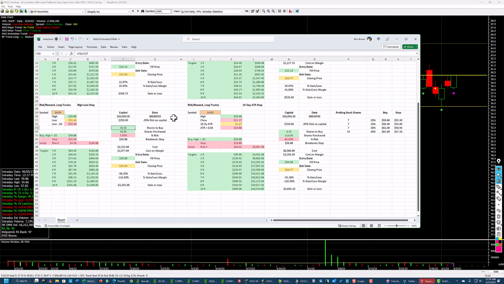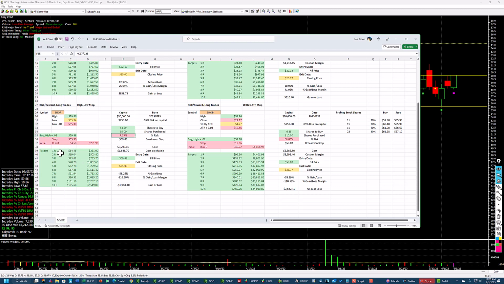Now, with a stock like this, 54 shares, it's going to have some movement, of course, to make some money. But just for fun, let's just make this $55 here. And that way I'm risking $251.90. My risk is $4.58 for a 7.65% risk.